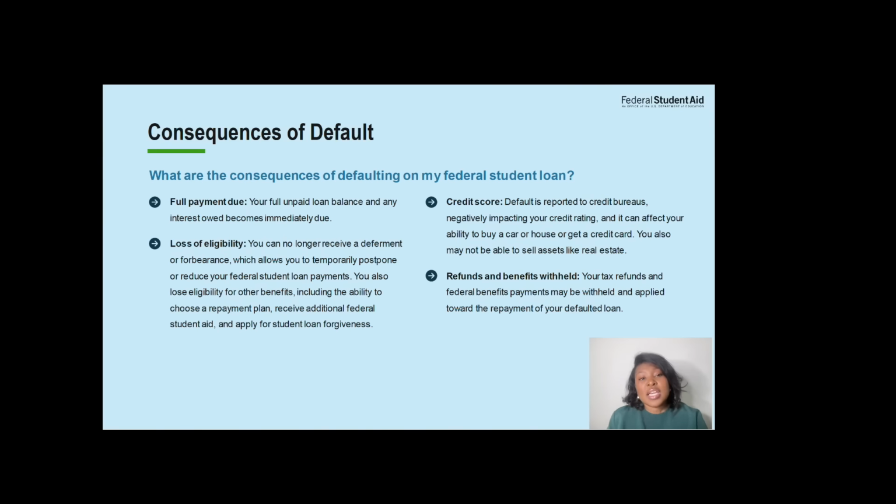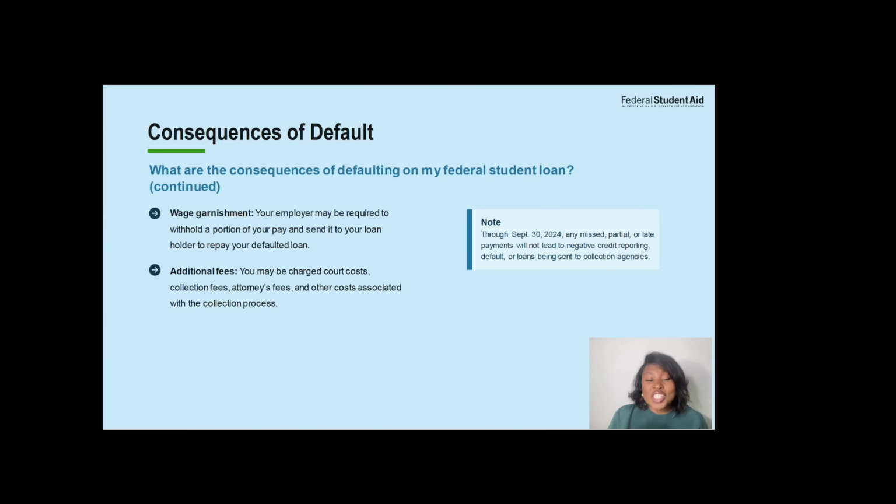And lastly, the consequence of a default is that your tax refunds and your federal benefit payments may be withheld, or they could be applied toward a repayment of your defaulted loan, which means that any tax refunds that you might be granted will be withheld, meaning that it will use that tax refund towards your student loan payment instead. So these are some consequences of being in default.